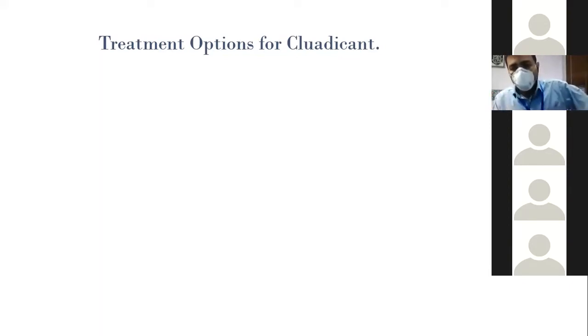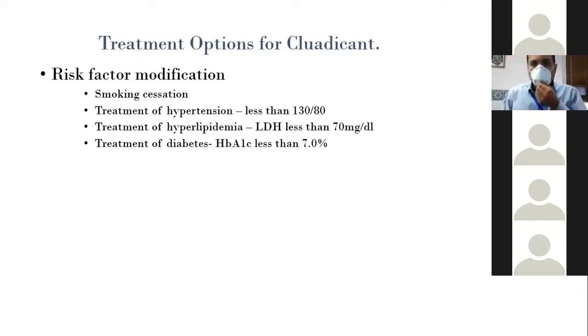And if you go with the guidelines, what is the blood pressure level we have to maintain, what is the hemoglobin A1C level we have to maintain, and we definitely have to stop smoking. Any idea about that? So I have just actually shown that the hypertension has to be less than 130/80. Hyperlipidemia, we target for LDL less than 70 milligram per deciliter. We go for diabetes control and we aim for hemoglobin A1C less than 7.